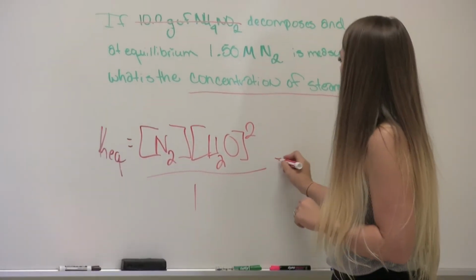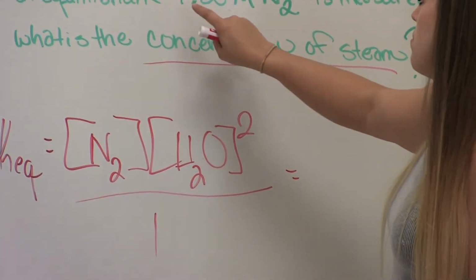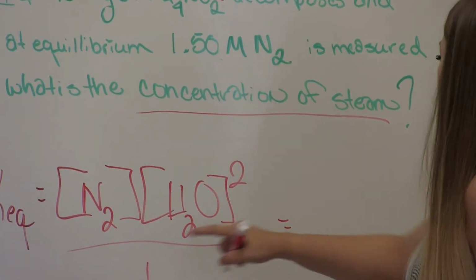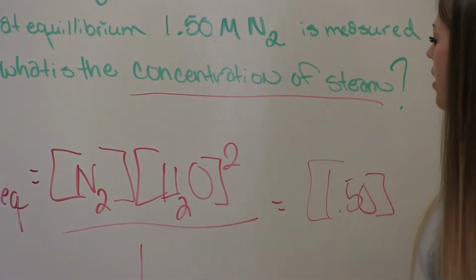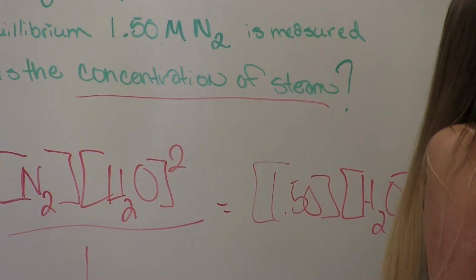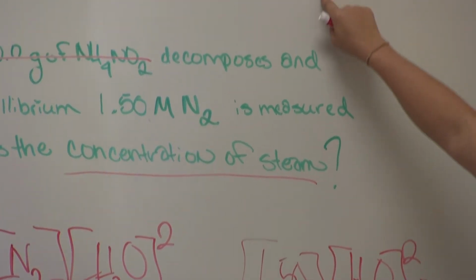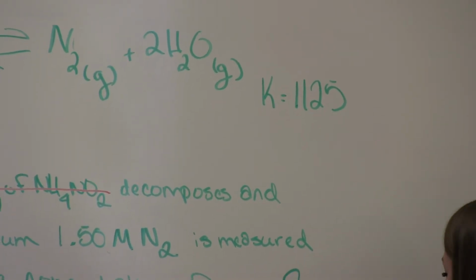Now let's plug in what we've been given in the problem. It decomposes at equilibrium, and we've got 1.5 molar N2, so we know what N2 is. We want to know the concentration of water, so we do not know water. But what we do know is the equilibrium constant, which I gave you. The equilibrium constant is 1125.